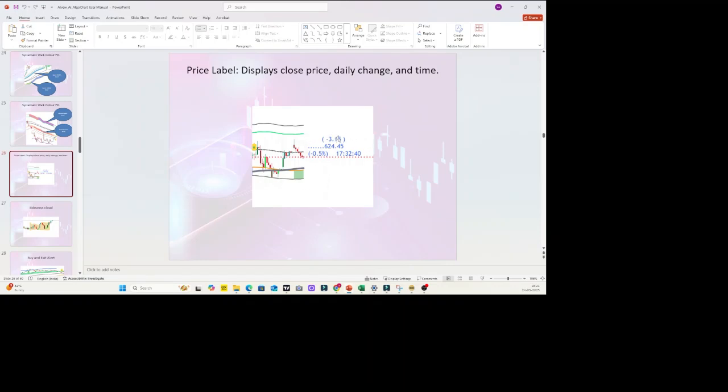Price is 3 points less, and this is the close price, 224.25. And this line is the price in percentage, like it is 0.5% less than the previous close. And here we see the exchange time. So if you want to have this, you can activate it, otherwise by default it will not appear.